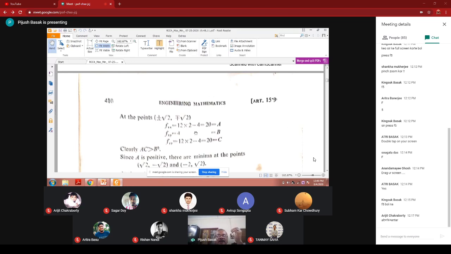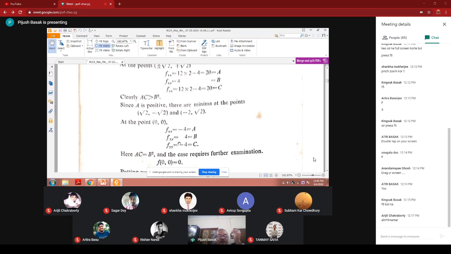So f_xx is a, f_yy is equal to a, but now check it out. AC minus b square is positive, that is AC is greater than b square. Here a into c is 20 into 20 minus b square. B square is 4 square, that is 20 minus 16 is 4, positive. Since a is positive, there are minimum points at root 2 minus root 2 and minus root 2 root 2.